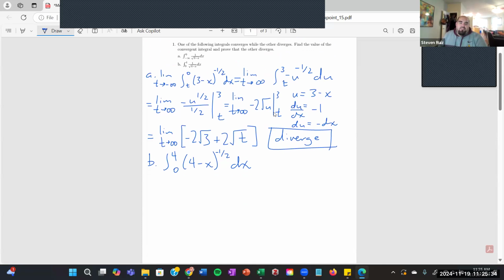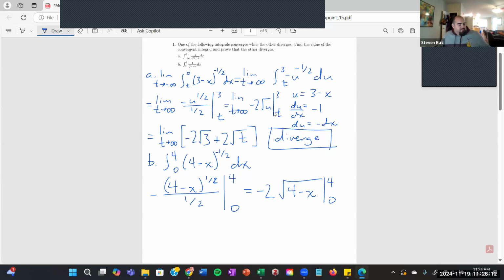So this antiderivative is going to be 4 minus x to the 1/2 over 1/2, and like I said, I also want to flip the sign on that. And I'm going to evaluate that from 0 to 4. So all told, that comes out to be -2 times the positive square root of 4 minus x, evaluated from 0 to 4.